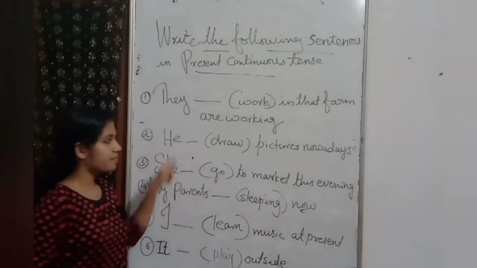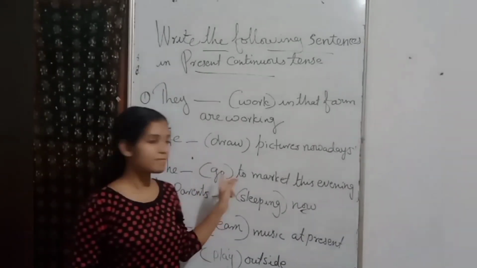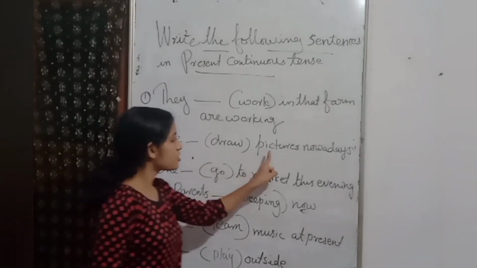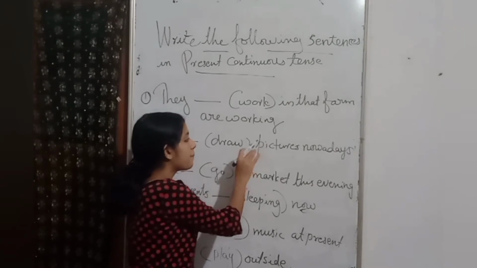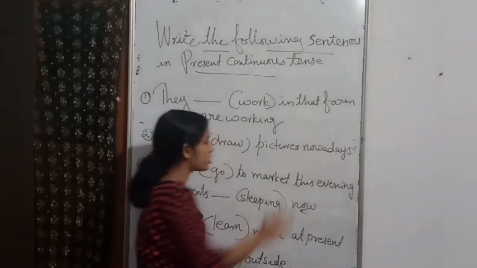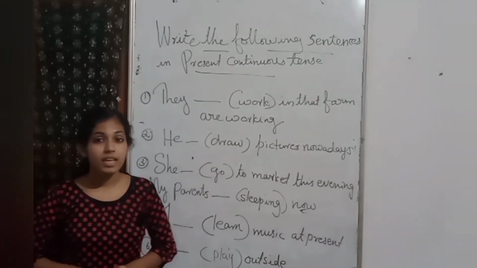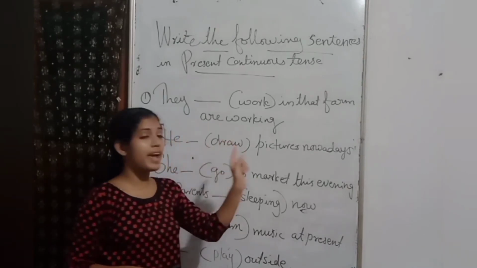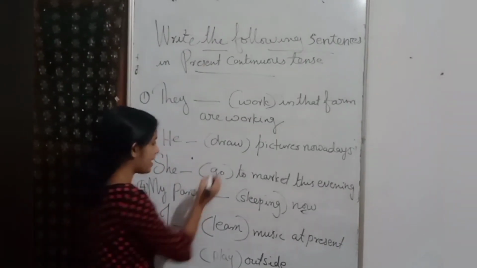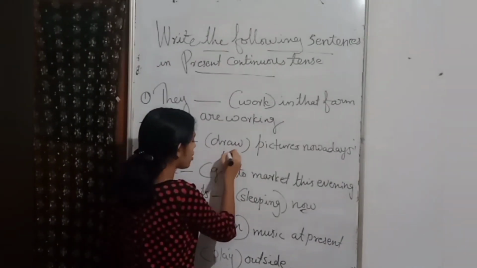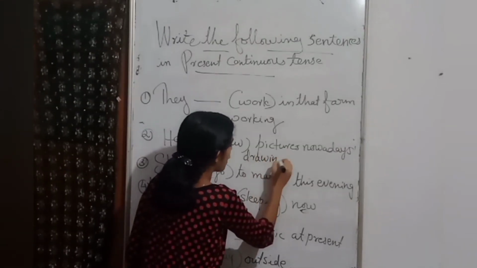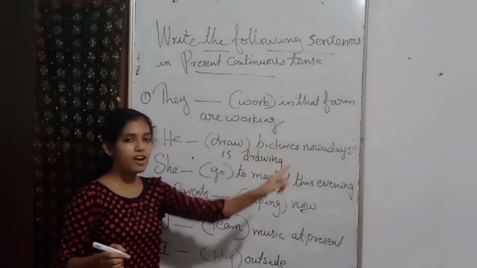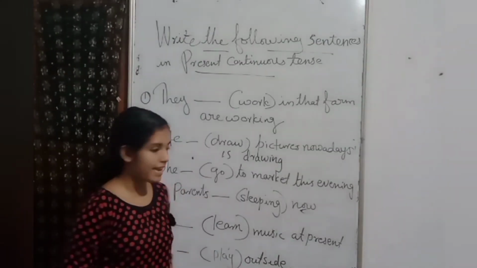Second question. Can you see the answer? He dash. Draw is the verb here. Pictures nowadays. Which is the form of the verb? He is drawing pictures nowadays. Is drawing.